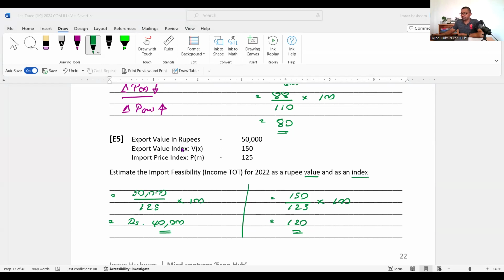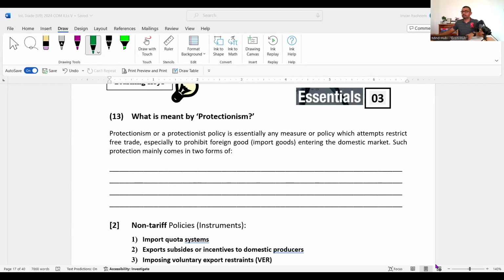Right. So I will break for the break. We'll take 20 minutes, not more than that, and come back to learn all about protectionism. Okay? Right. Welcome back after the break.